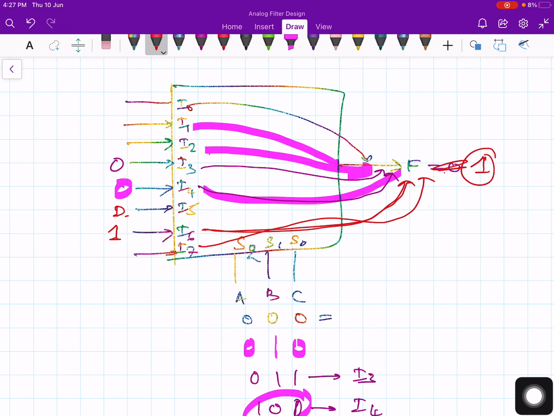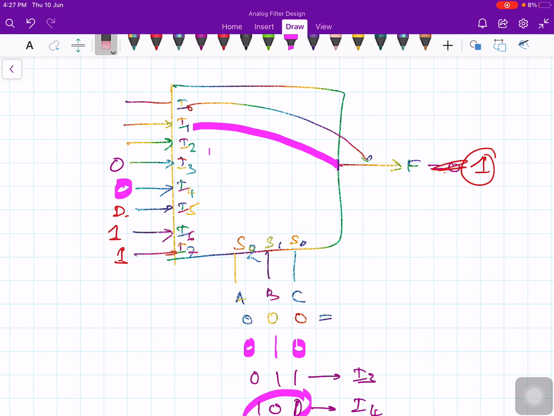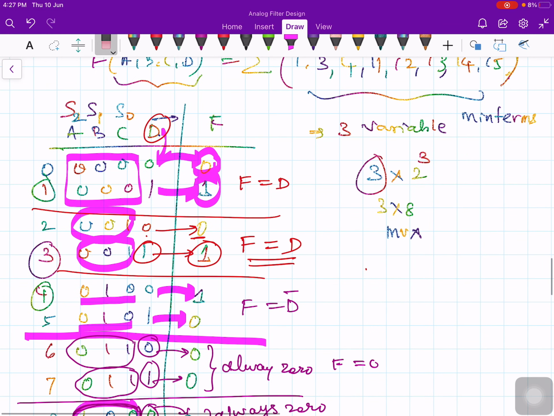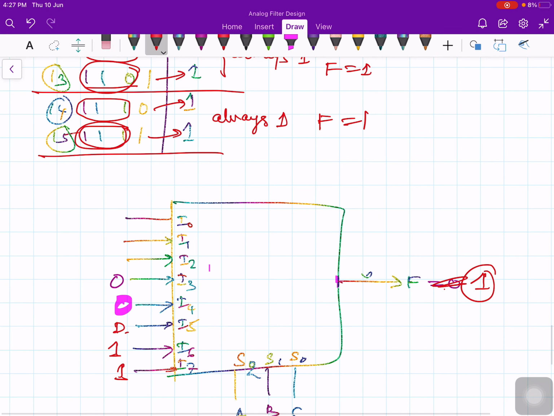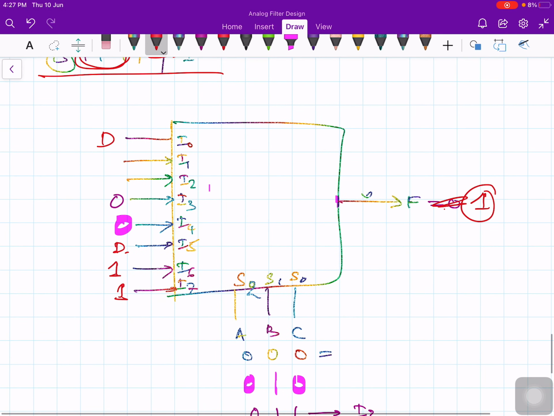That means here the output is always 1, but this 1 is coming from where? I7. So if you give 1, then this 1 will appear here. Therefore your I7 becomes 1 and I6 is 1, I5 is d, I4 is 0, I3 is 0. What about I0? Because this is 0 0 0, all 3 zeros, that means I0 gets the input of d. Therefore this is d. And what is I1? 0 0 1, d bar.